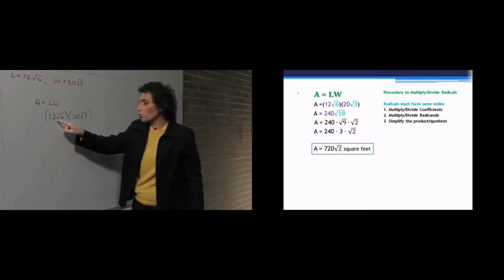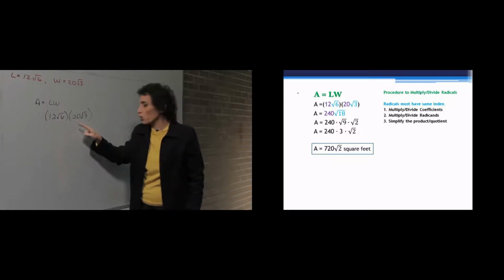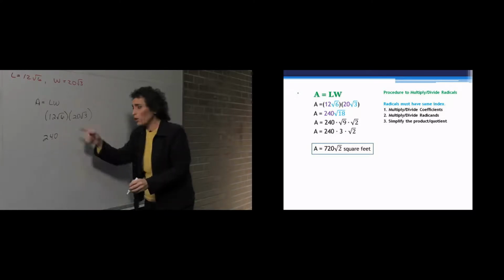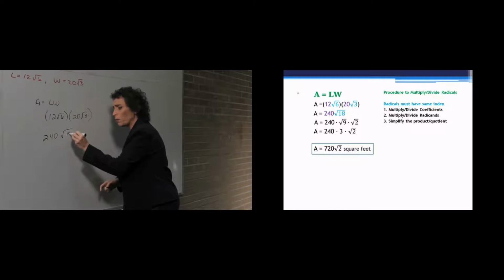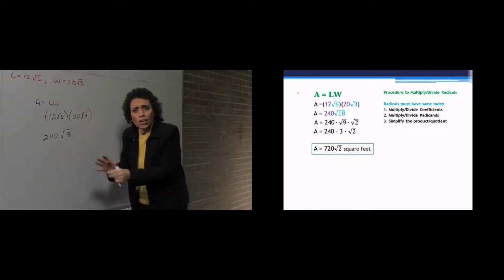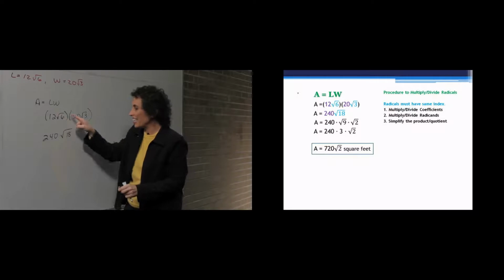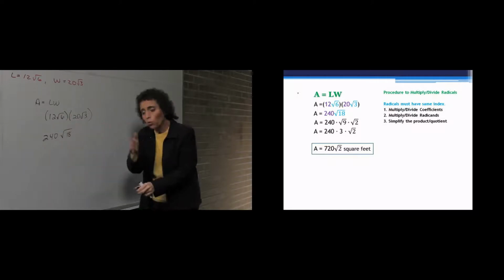You just multiply 12 times 20, multiply the coefficients. 12 times 20 is 240. Then multiply the insides, square root of 18. You're probably going, no, they don't match. Well, they don't have to match. We're multiplying. The only thing that has to match is the index, and the index matches. So know what you need.